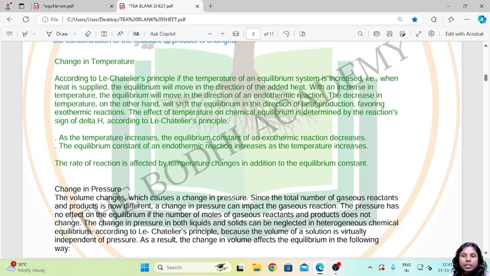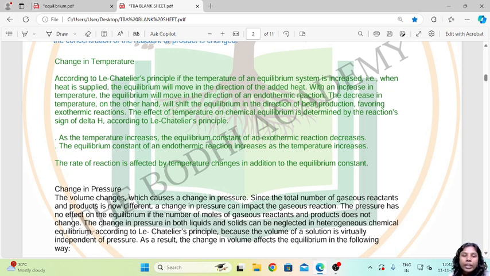Now if you decrease the temperature, on the other hand, the equilibrium will shift towards heat production, that is favoring the exothermic reaction. So if you increase the temperature, it will move towards endothermic. If you decrease the temperature, the shift will happen in the direction of heat production, so it will go into the exothermic reaction.